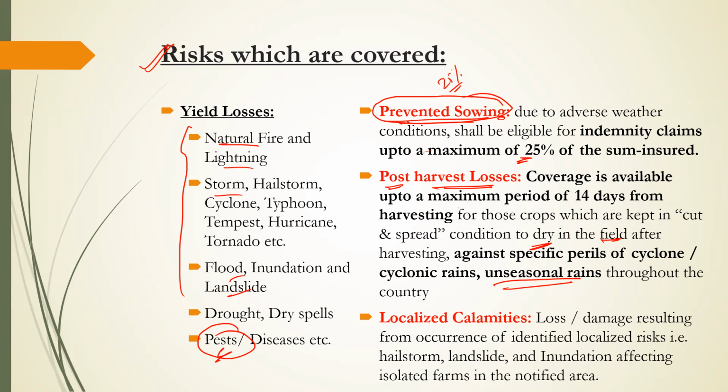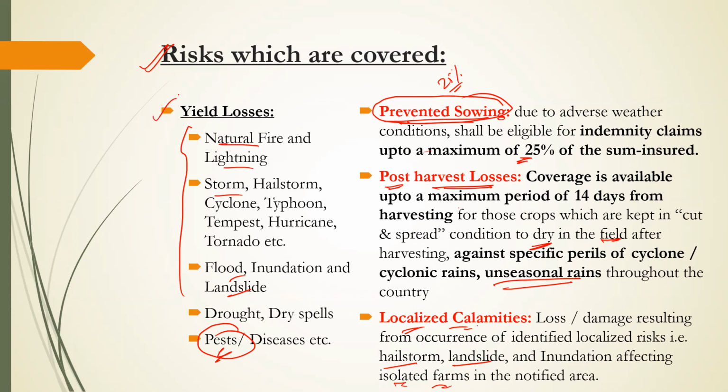It cannot be that you have cut the crop and it is lying outside for a month, no. Till 14 days, if it is left out to dry and because there is sudden rainfall, you can claim this insurance. Now, regarding localized calamity, you have already known any form of localized calamity, hailstorm, landslide, which is affecting isolated farms, they can also claim insurance after the assessment has been done.